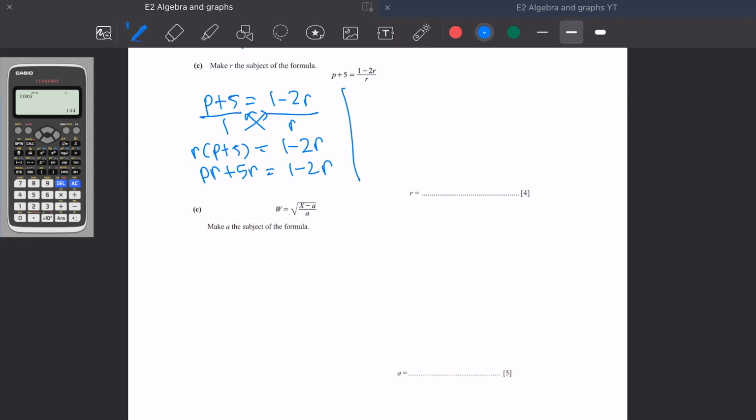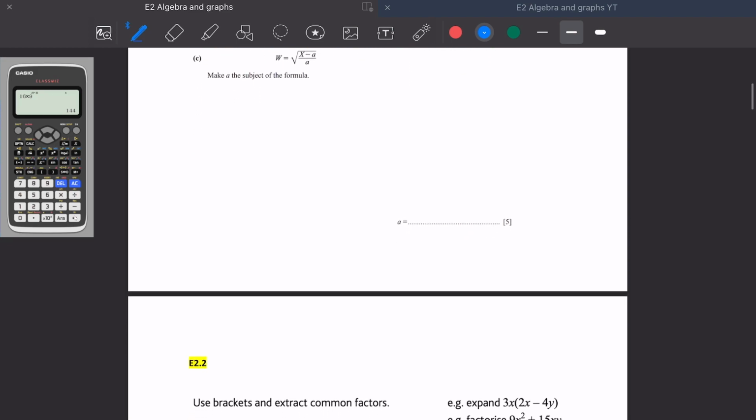Now since you have to make r the subject of the formula, we have to bring minus 2r to the left hand side. Pr plus 5r plus 2r is equal to 1. Let's take r common. R into p plus 5 plus 2 is equal to 1. This is just r is equal to 1 over p plus 7. That's the answer.